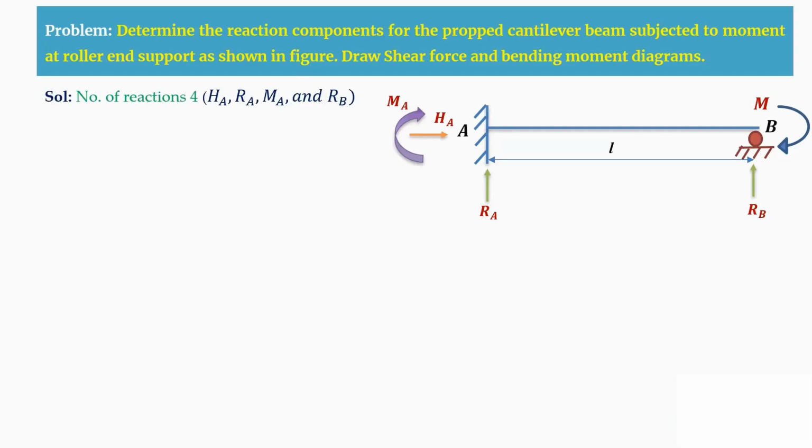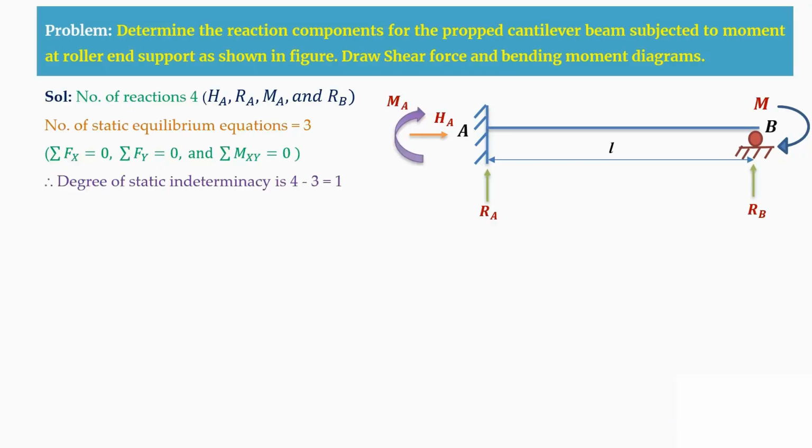Now to solve these 4 reactions, we should have the static equilibrium conditions also. So here the number of static equilibrium conditions is only 3. That is, sigma Fx equal to 0, sigma Fy equal to 0, and sigma M equal to 0. Therefore, the degree of static indeterminacy here is the number of reactions minus the number of static equilibrium conditions. That is 4 minus 3, it is 1. So to solve this one degree of static indeterminacy, we are going to make this entire propped cantilever beam into a determinate structure first, and then we have to solve step by step.